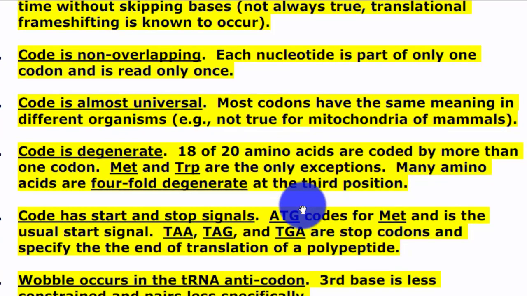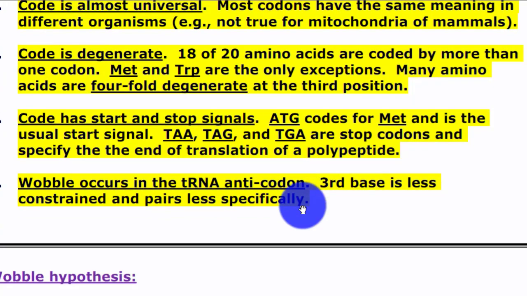The code is almost universal. Most codons have the same meaning in different organisms. The code is degenerate. 18 of 20 amino acids are coded by more than one codon. Methionine and tryptophan are the only exceptions. Many amino acids are fourfold degenerate at the third position. The code has start and stop signals. ATG, which codes for methionine, is the usual start signal. TAA, TAG, TGA are stop codons and specify the end of translation of a polypeptide.